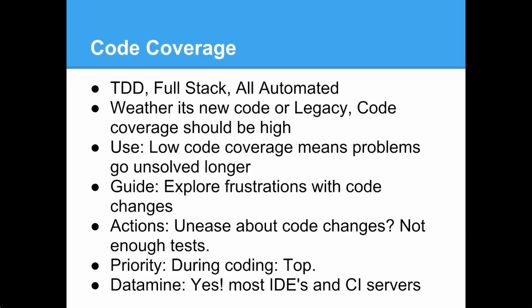A way to guide your team through retrospectives is to explore frustrations with code changes made by other developers. Actions that you can take to get more code coverage is to write tests until you're no longer uneasy about changing the code. This is the idea of testing until you're bored. This should be top priority during coding. You should be using test-driven development and creating full stack tests once features are complete. You can data mine this. Most IDEs and continuous integration servers allow you to do so.